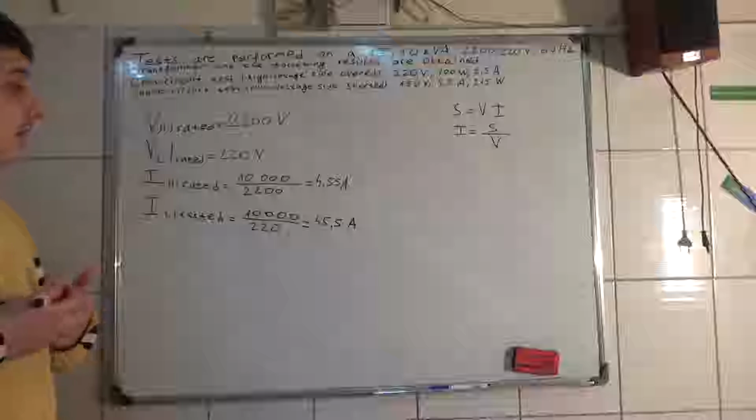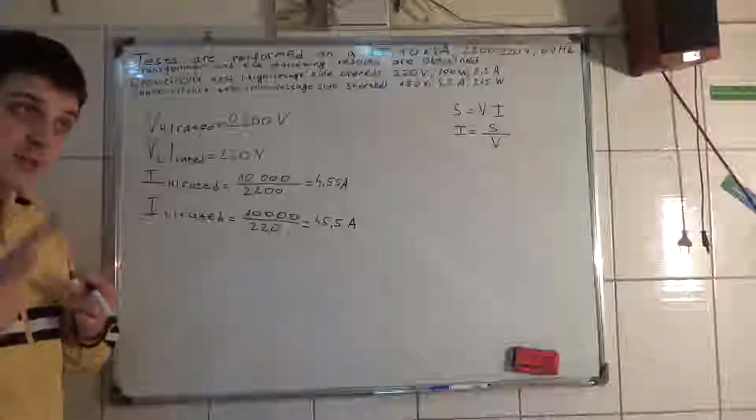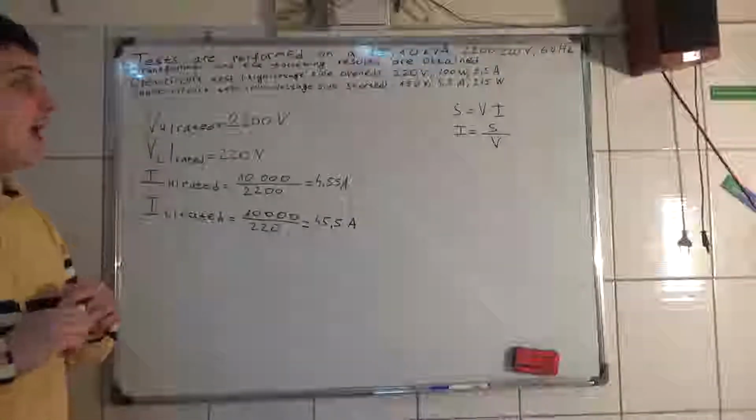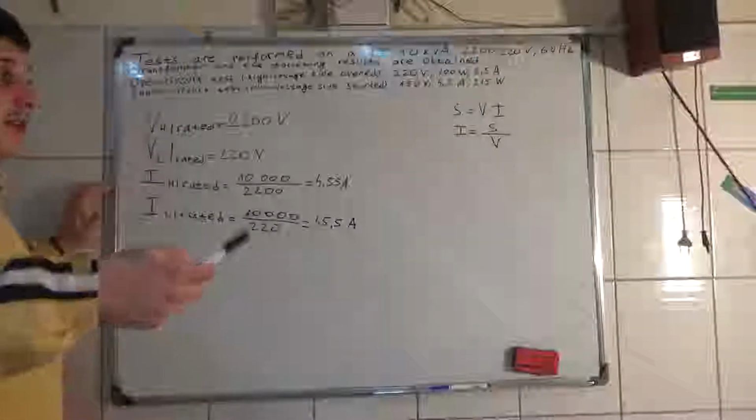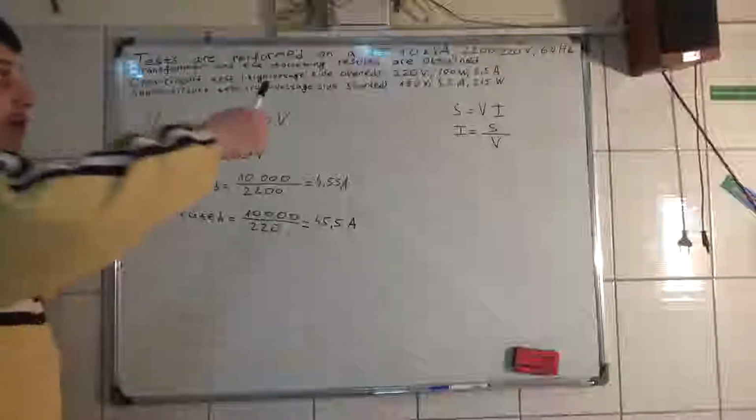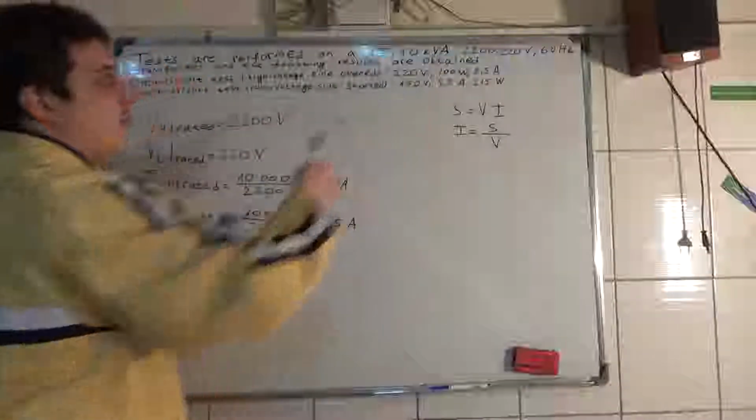And just a few more things. As you can see, in the open circuit test, the high voltage side is opened. So on the low voltage side, we bring 220 volts.